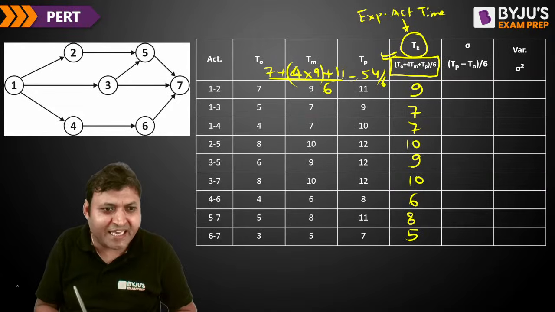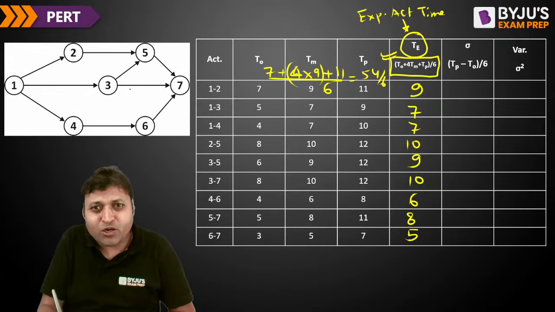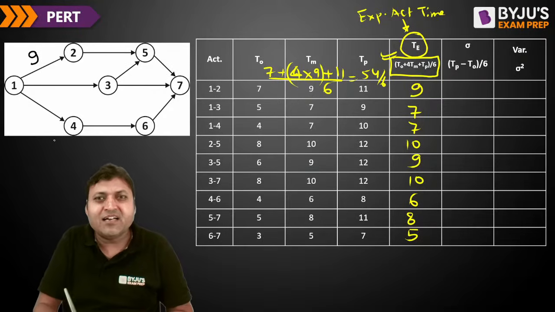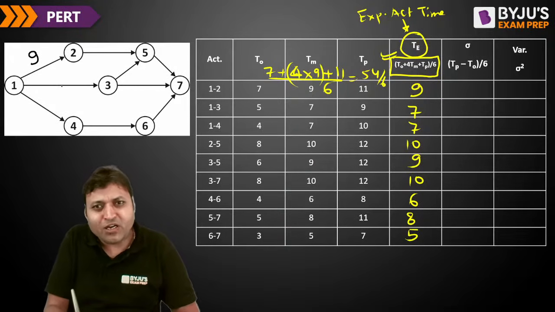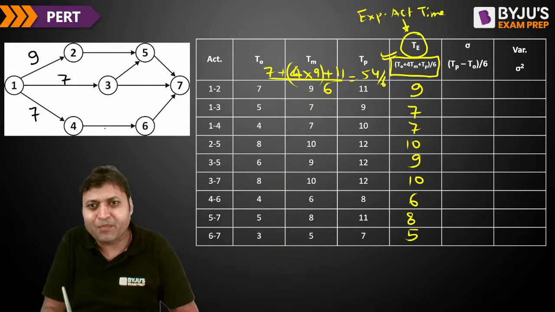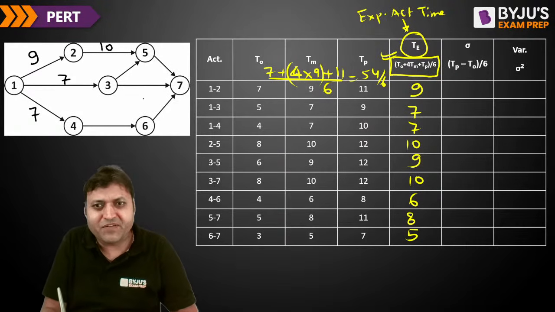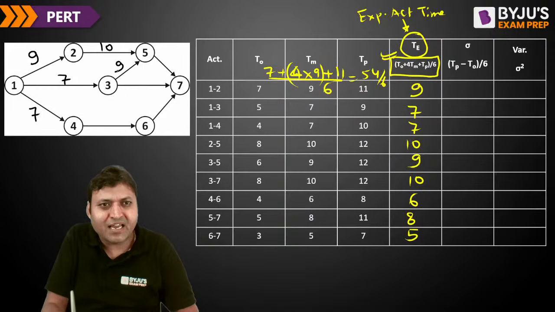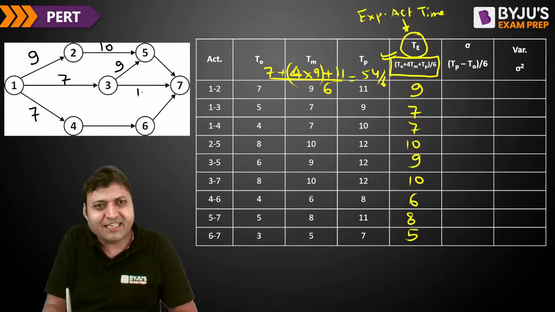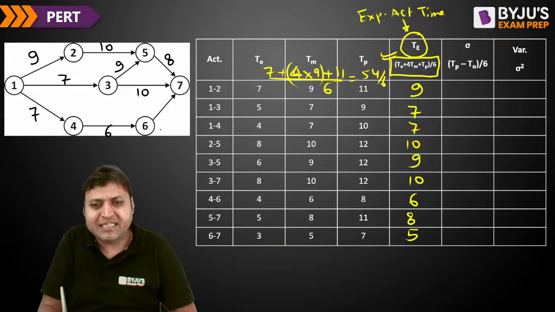Using these values, we can easily identify the critical path. 1 to 2 is taking 9 hours to get completed. 1 to 3 is taking 7 hours. 1 to 4 is taking 7 hours. 2 to 5 is taking 10 hours. Then 3 to 5 is taking 9 hours, and 3 to 7 is 10 hours. And 4 to 6 is 6 hours. And 5 to 7 is 8. And 6 to 7 is 5.